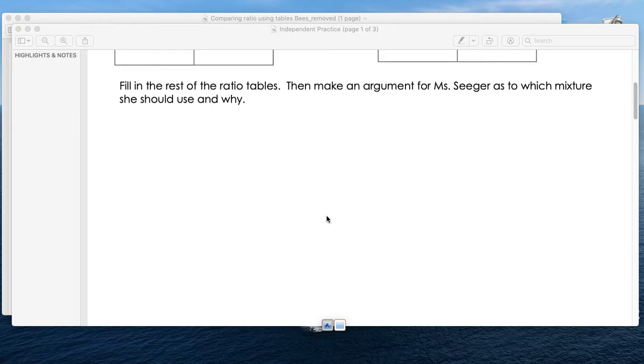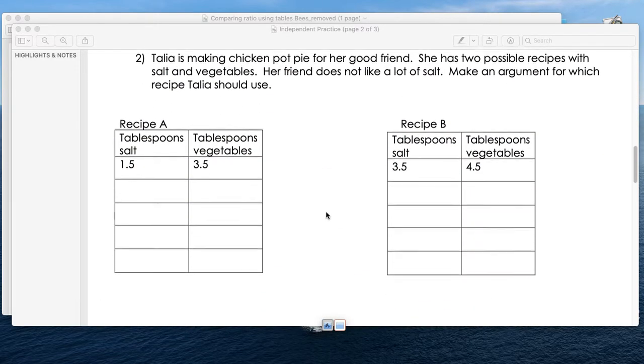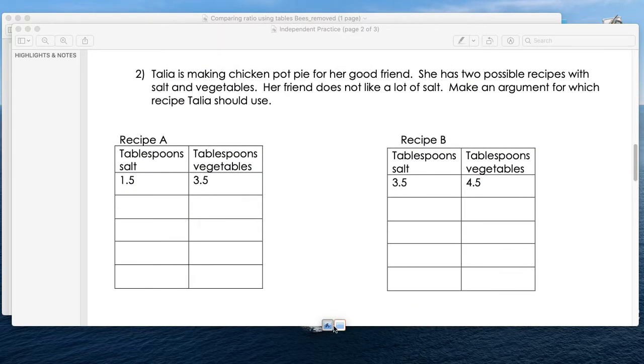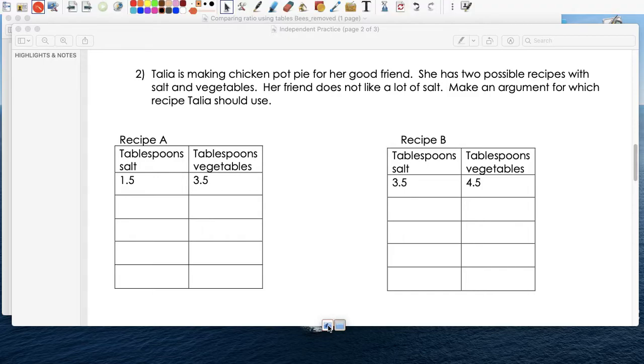Next one. Okay, so we already answered the question. That's pretty much here. So here, this one has decimals, so you have a calculator.